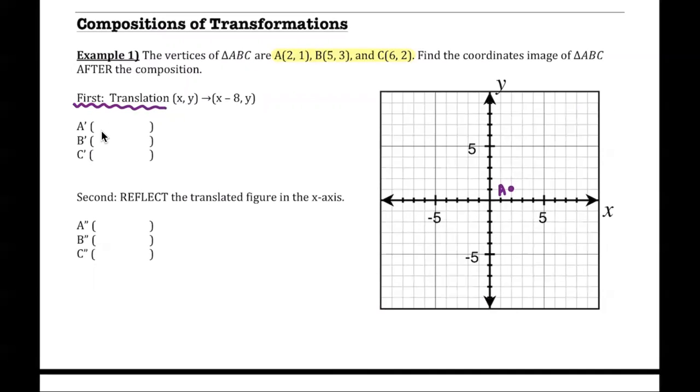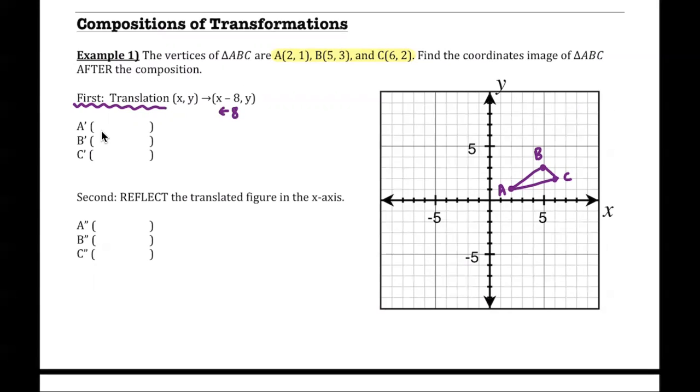My next one tells me B, which is right 5, up 3. So B is going to be here. And our last point is C, which is right 6 and up 2. So my triangle here, if I look at that first transformation, it's saying that we're translating this. Now, if we look at the rule here, this is basically telling me that I'm shifting to the left 8.